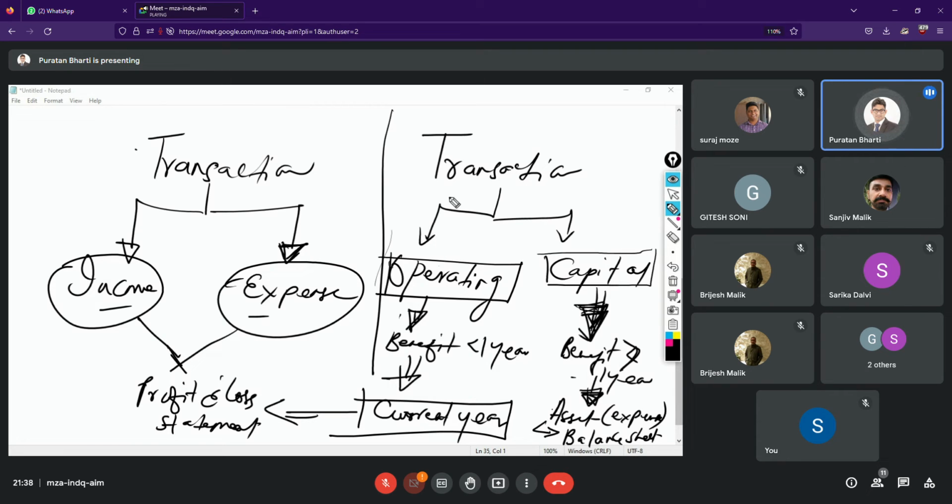The operating nature is also known as a transaction of revenue nature, where the definition and the explanation remain the same. The benefit accrues for 1 year, which is the current year. This could be, for example, the rent you are collecting, or the electricity bill you are paying. The benefit lasts for less than 1 year. The electricity bill is for that particular month, or the rent is for the entire period. So the benefit will last for 1 year.